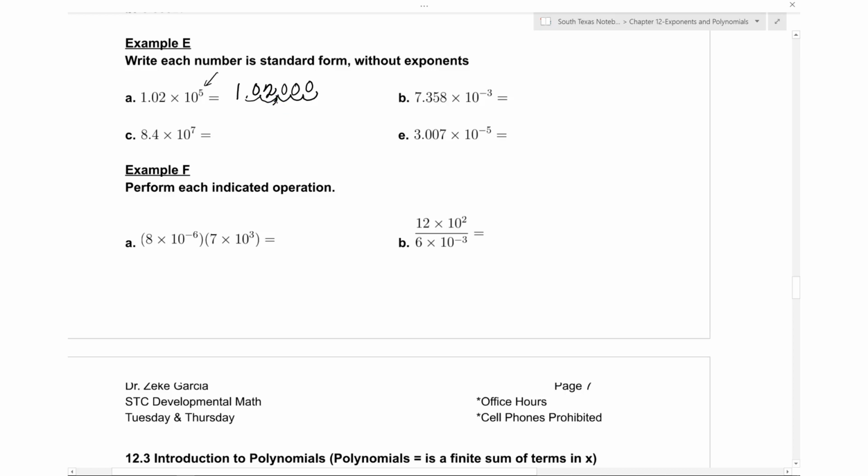For example, in C, we have 8.4 times 10 to the seventh, and the exponent is positive, so I'm going to move to the right. 1, 2, 3, 4, 5, 6, 7. And all you have to do in the empty spaces is just add the zeros. Then you can count 3 spaces, comma, 3 spaces, comma. So we have 84 million, right?